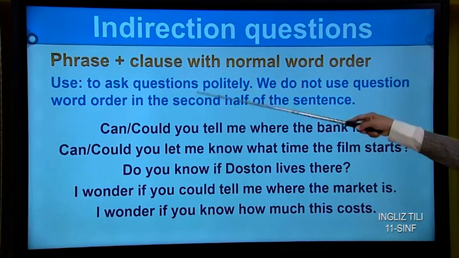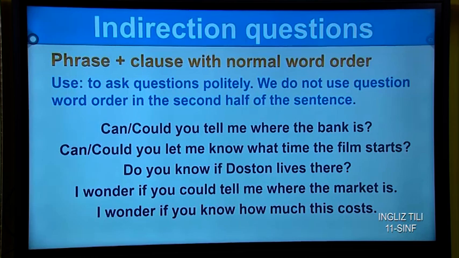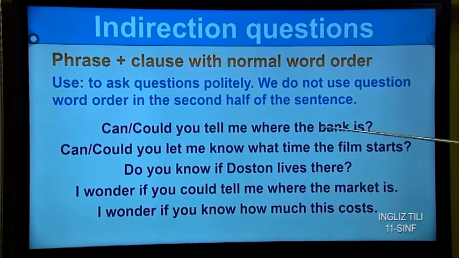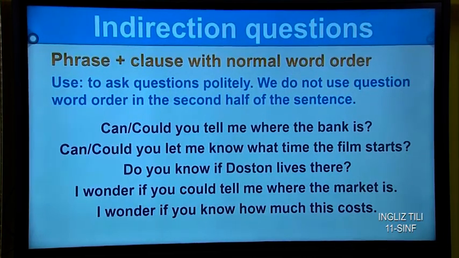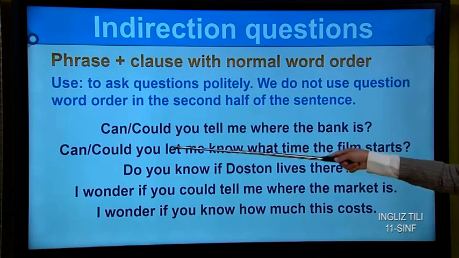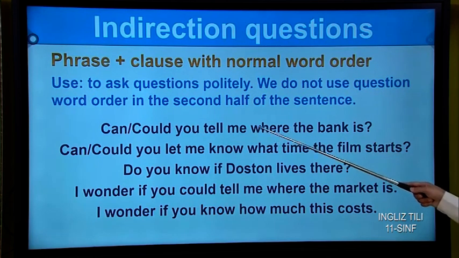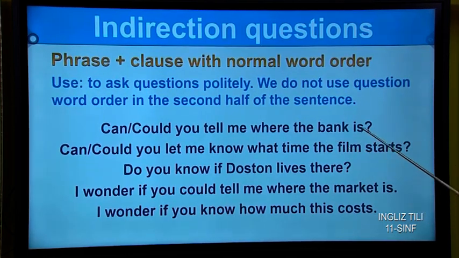The next type of question sentence: indirect question sentence. The structure: a phrase plus a clause with normal word order, not question word order. When do we use it? To ask a question politely, if you want to keep distance from someone. We don't use question word order in the second half of the sentence. What does it mean? Pay attention, we have two parts of the question. Can or could you tell me? It is the first part. Where the bank is, it is the second part.